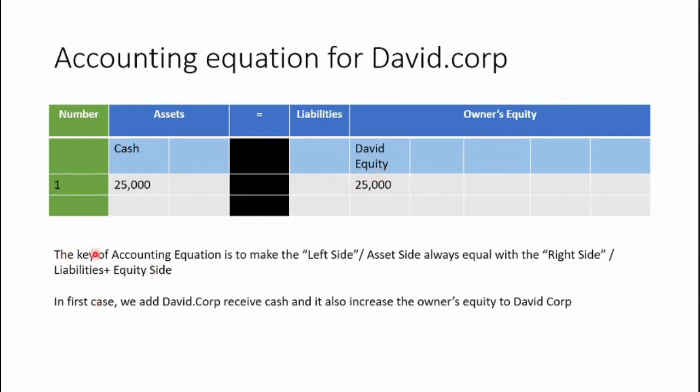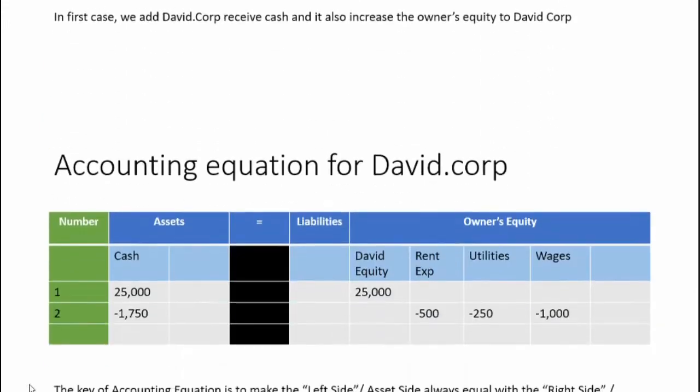So the main key of the accounting equation is to make the left side, or the asset side here, always equal to the right side here, which is liability and owner's equity. This is the key point of the accounting equation. This is what you should always pay attention to for every case of accounting equation. Now, let's move on.